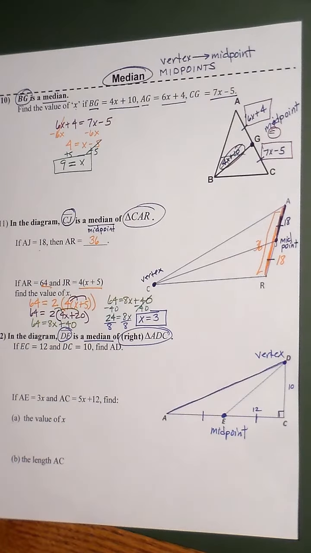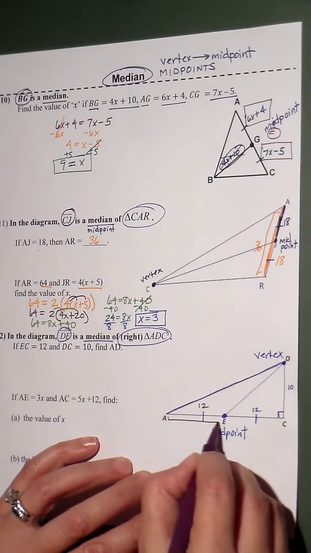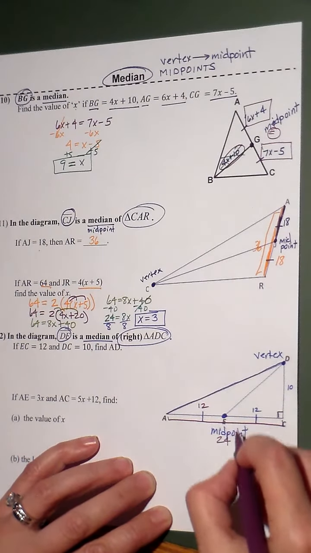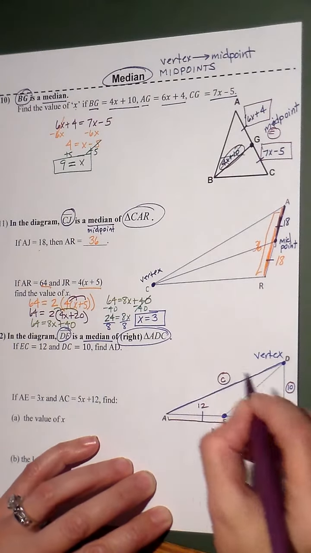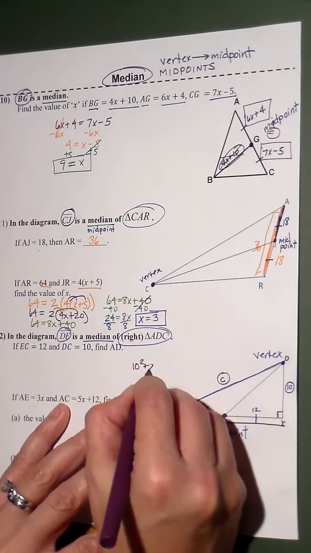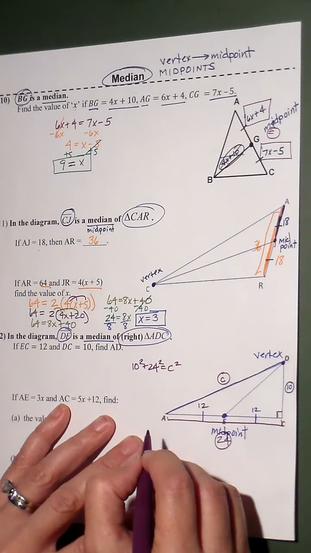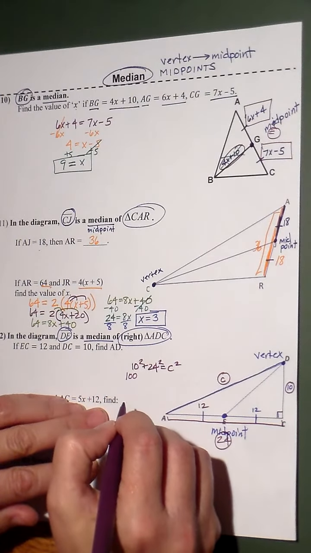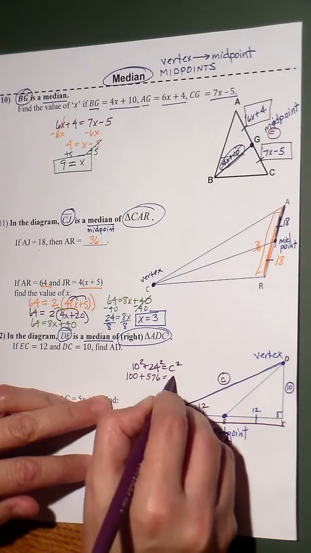Okay, so we're going to apply some right triangle logic here. Well, first of all, if that's 12, what's this? 12. So what's the whole side going to be? 24, right? Now, if I've got a right triangle, I have a squared plus b squared equals c squared. So I'm going to do 10 squared plus 24 squared equals c squared. So 10 squared is 100. 24 squared is 576 equals c squared.